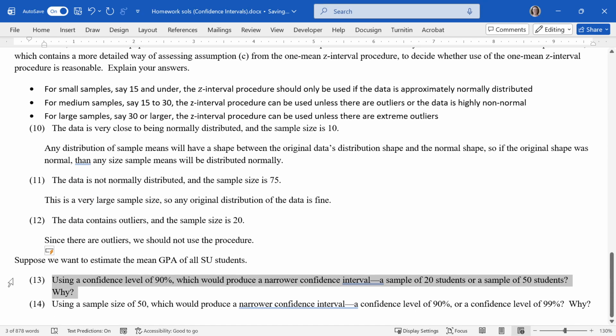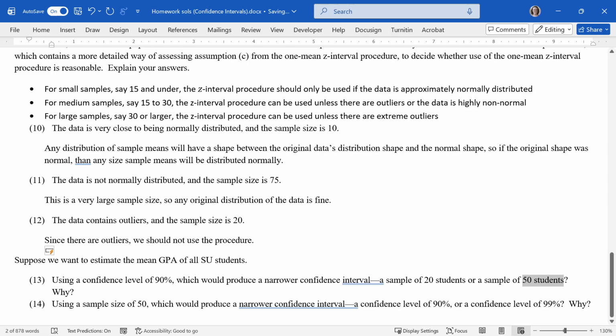Okay, so what would produce a narrower interval? A sample of 20 students or a sample of 50 students? So just use your own common sense. Which sample size do you think would give you a more accurate estimate of the mean GPA? 50 students, right? So using common sense, that should produce a narrower interval. We should be able to narrow down our answer using a larger sample size to get a more accurate answer.